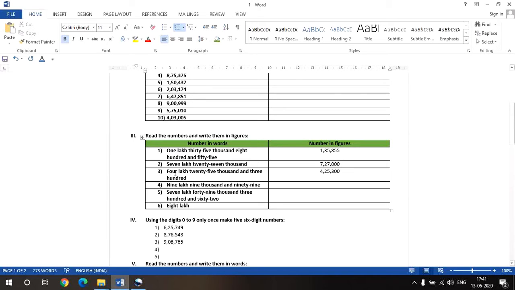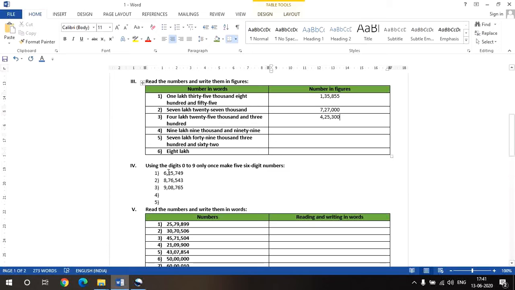Third one. 4,25,300. 4 lakh. I write 4. 25,000. I write 25. And 300. Okay. So 3 and 0. 4, 5 and 6 you will be solving by yourself. Write the answers by yourself. Look at the next one.